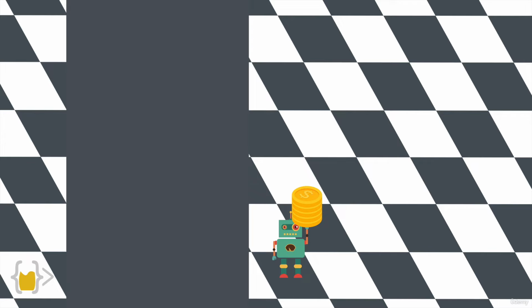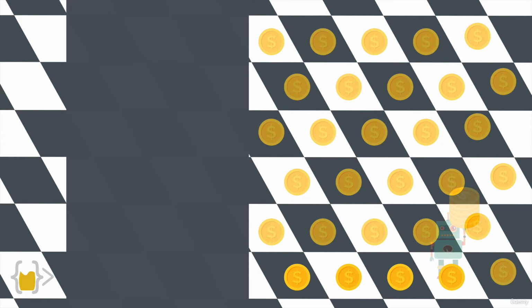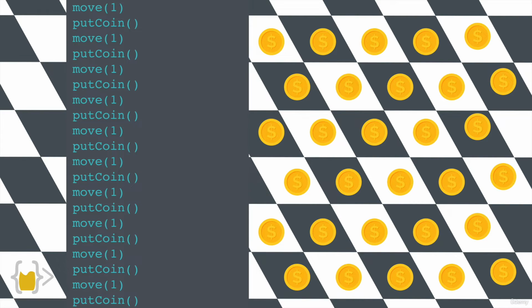So let's say that we have a scenario where you want a robot to, say, drop a coin on every single tile. And you want him to repeat this process so that he covers all of the tiles on the floor. Now, you could write your code pretty much like this, where you just tell it to move one, put coin, move one, put coin. But notice how many parts of our code are being repeated. And while you could probably simplify this by putting move and put coin into its own function, as we learned previously, and then calling that function, it's still quite repetitive.